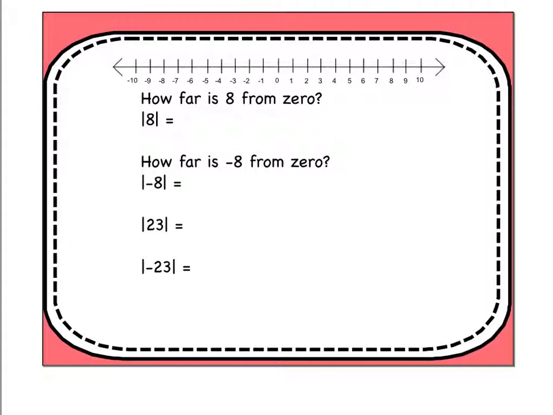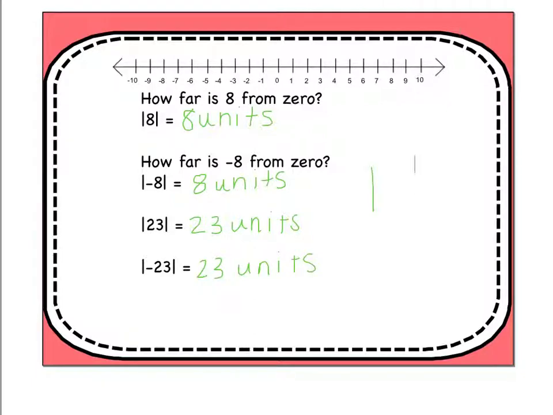Absolute value asks us how far a number, or numbers, or expression is away from 0. So the absolute value of 8 is really asking us how far away is 8 from 0. It is 8 units away. Negative 8 is also 8 units from 0. 23 is 23 units away from 0. And negative 23 is 23 units away from 0. So absolute value, these two lines mean absolute value, and that is distance from 0.